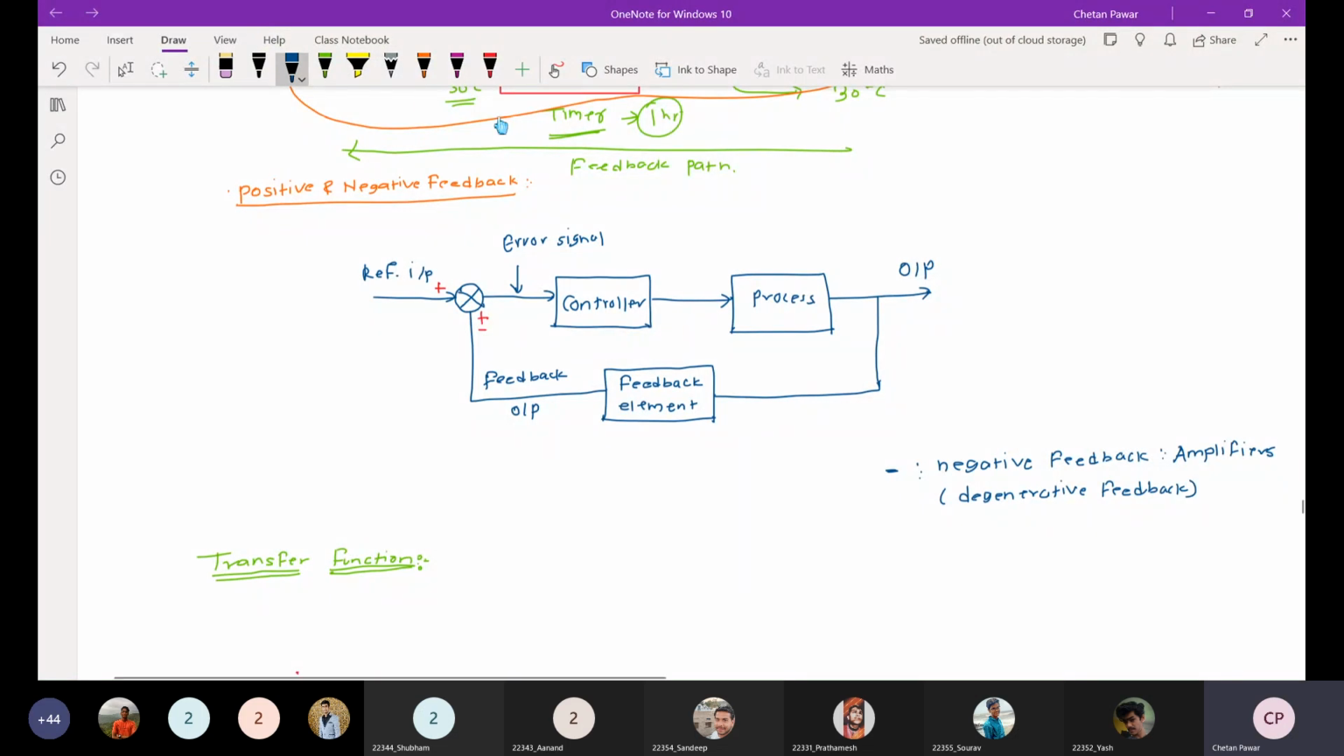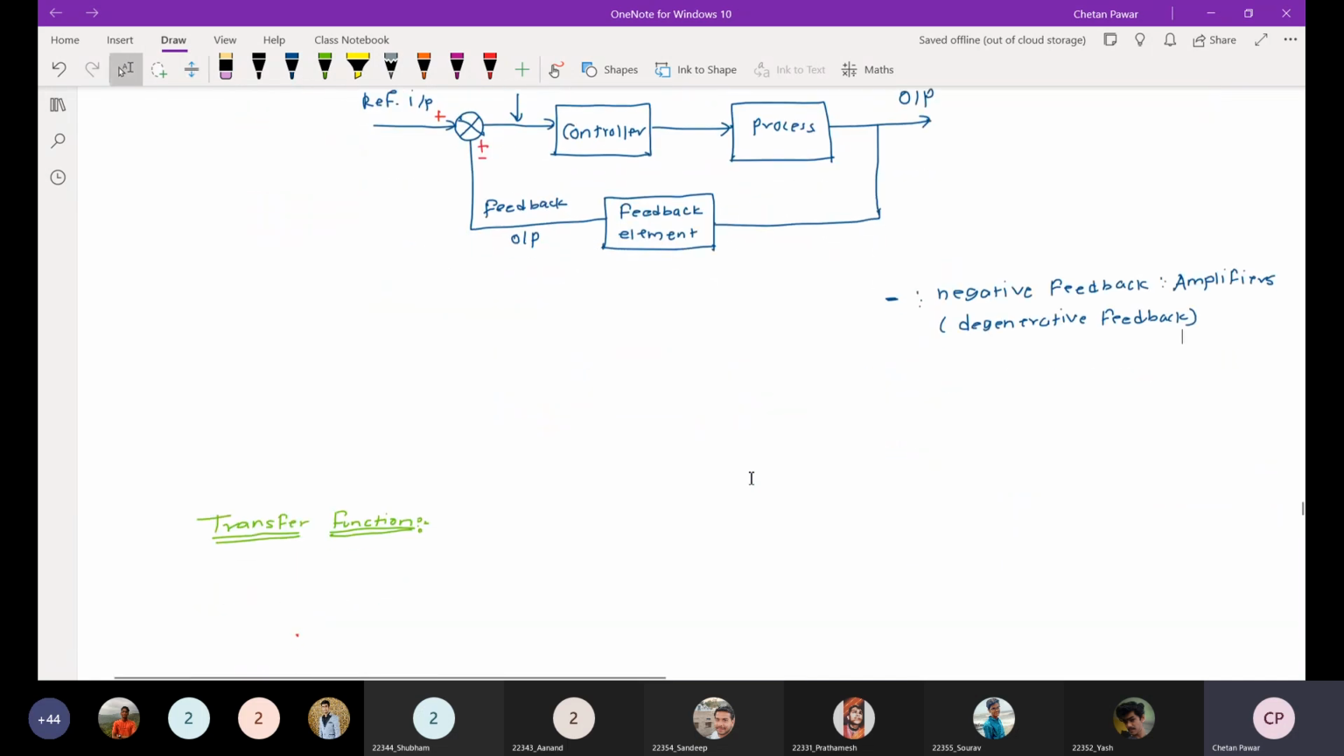Okay, when you study the operational amplifier, at that time you will see how we create an amplifier using an operational amplifier and how we create an oscillator. Okay, so in that there are two feedbacks used: negative feedback for amplifiers and positive feedback for the oscillators.